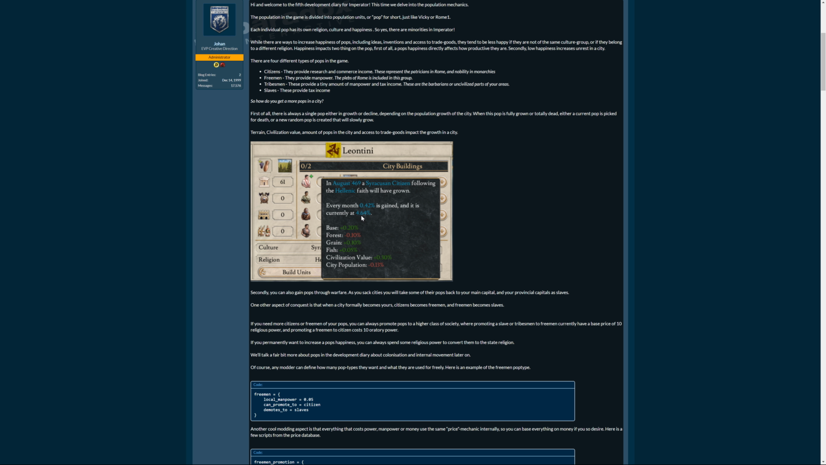It's currently at 4.64%. So it's growing quite slowly for every month. So the yearly is 12 times that. So it's about 5% per year. So in 20 years in that city, you'll have a new pop.